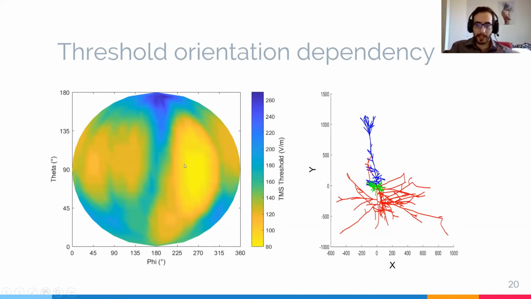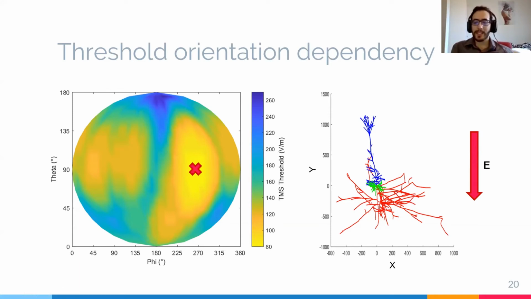For example, in this region, we see the lowest threshold, and that corresponds to an electric field alongside the somatodendritic axis. And in the field, we already knew that along the somatodendritic axis, from the apical dendrites towards the soma, we see the highest responsiveness to the electric field due to TMS, but these results show that that is not the only orientation in which TMS can activate neurons. There are some other regions, depending on the neuron branching, that can also activate neurons.